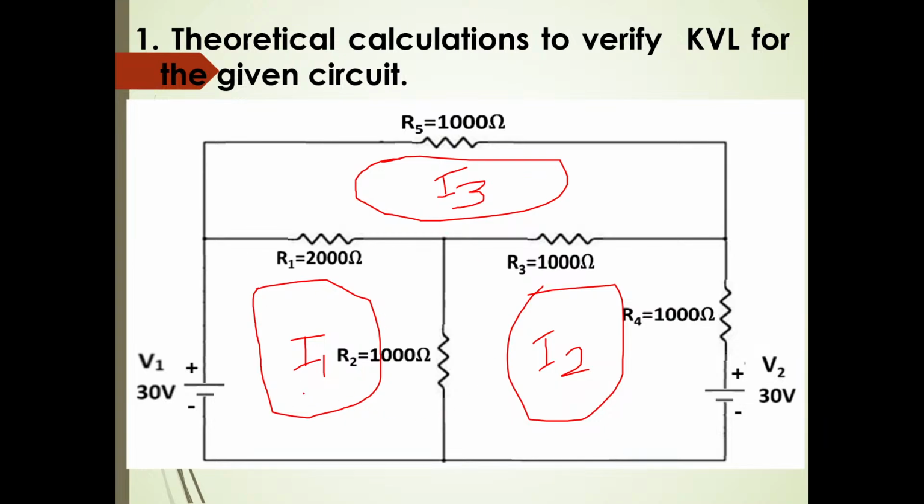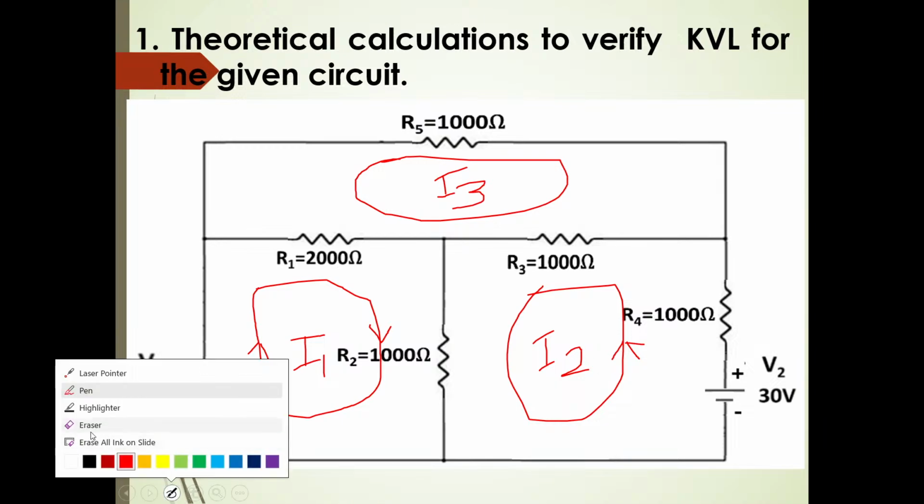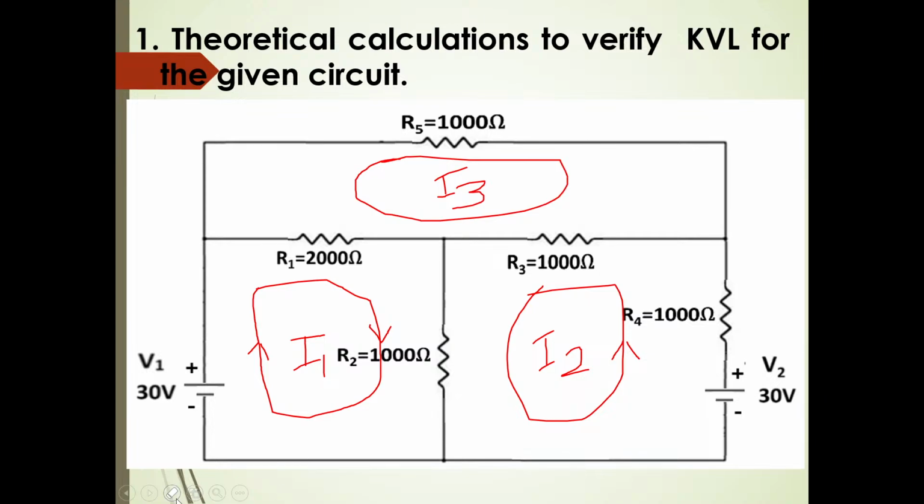Now this loop current should have some direction. I can assume any direction here for these loop currents. For the first loop current, it's our wish, you can assume either clockwise or anti-clockwise. I am assuming clockwise direction for this loop current I1. Similarly, for this loop current I2, you can assume either clockwise or anti-clockwise. Here I am assuming anticlockwise for I2. So why have I assumed clockwise for I1 and anticlockwise for I2?